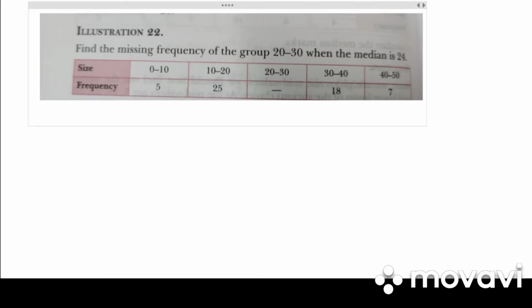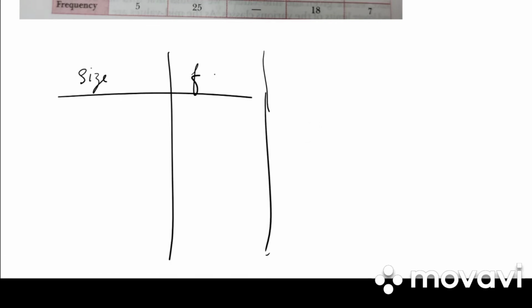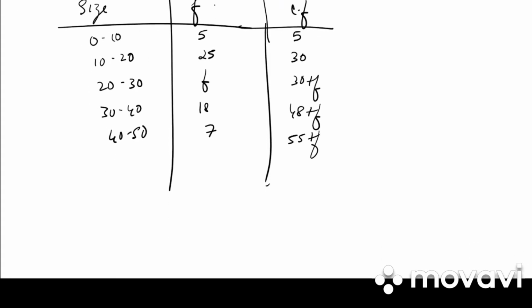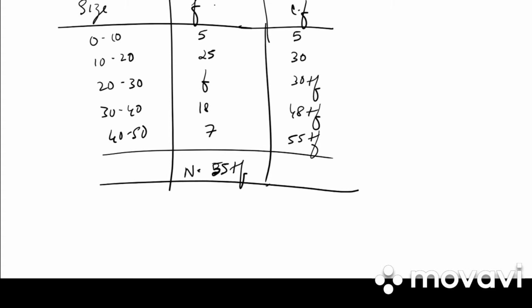Take down illustration 22. Find the missing frequency of the group 20 to 30 when the median is 24. So they have given us size and frequency. 0 to 10, 10 to 20, 20 to 30, 30 to 40, 40 to 50: 5, 25, f, 18 and 7. Next we find cumulative frequency: 5, 30, 30 plus f, 48 plus f, 55 plus f. N is equal to 55 plus f.